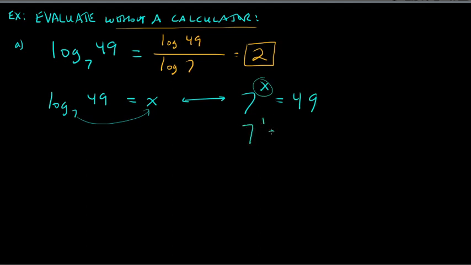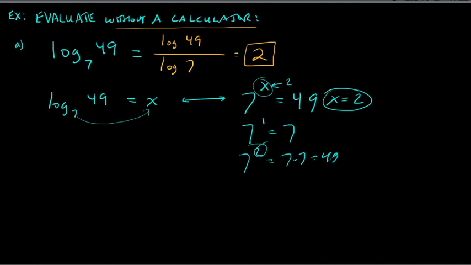Well, it's not 7 to the 1, that's 7. What about 7 to the 2? That's 7 times 7, and that's 49. Well, there you go. The exponent is 2, and that's why the answer is 2. x equals 2. So we didn't need our calculator because we can just look at this exponential and kind of guess the answer.